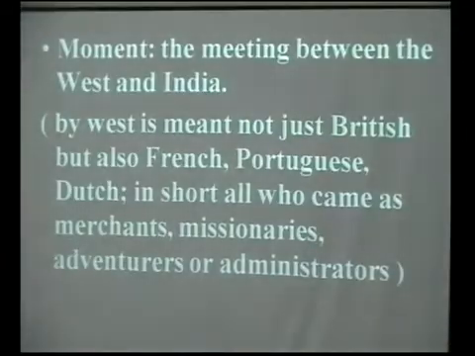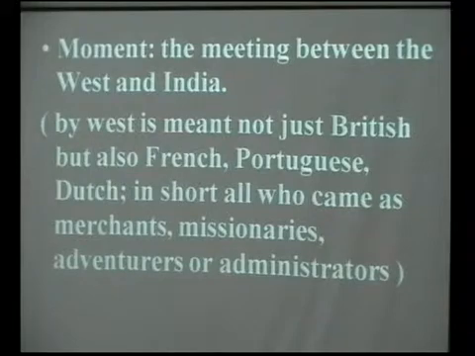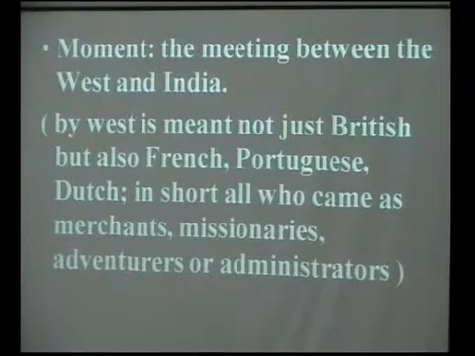There is a little note on this slide to which I would like to draw your attention, and that is that when we talk about the East-West encounter, it is not necessarily British, but includes influences from France, influences which are Portuguese, Dutch. In fact, every kind of merchant, missionary, administrator, adventurer who came to India in those years.